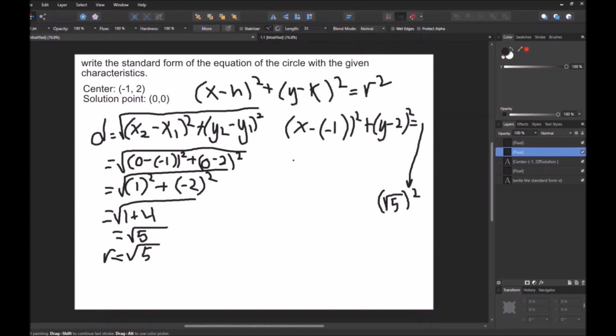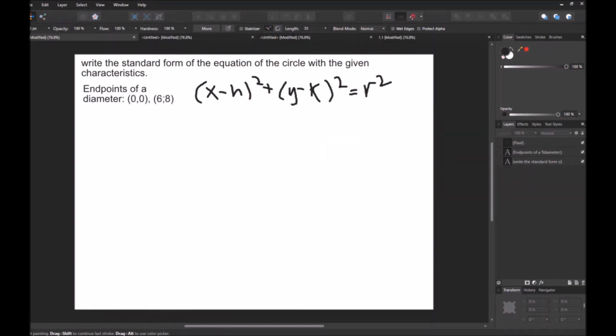So x minus -1 is just x plus 1, so we have x plus 1 squared plus y minus 2 squared, and the square root of 5 being squared cancels out the square root, so we're just left with 5, meaning the standard form of the equation of this circle is x plus 1 squared plus y minus 2 squared equals 5.